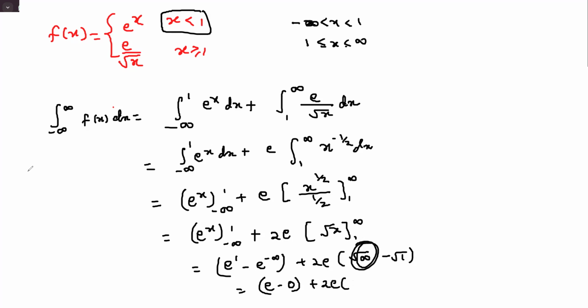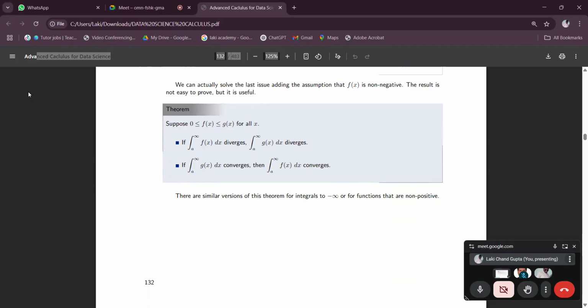Root infinity is what? Infinity. Infinity minus 1 is infinity, right? And e minus 0, anything multiplied, is going to be infinity again. Infinity plus infinity is infinity. It means that the function is divergent. This is very, very important. You can note this down.